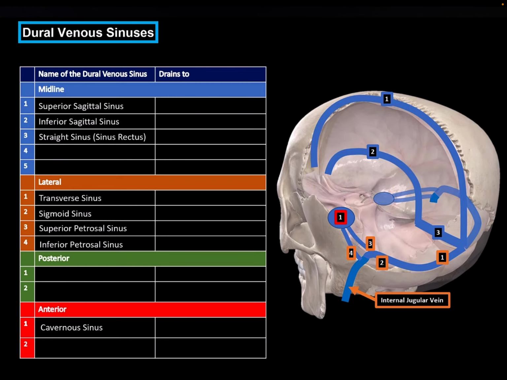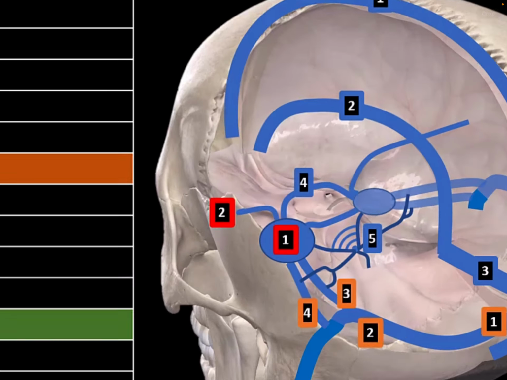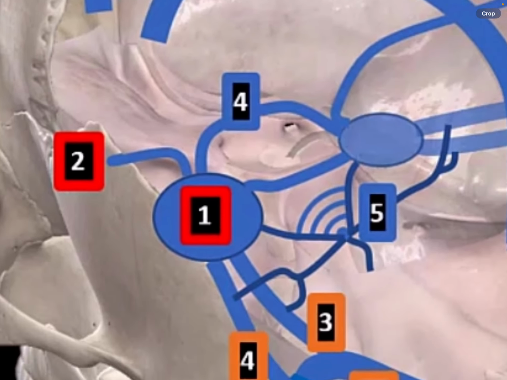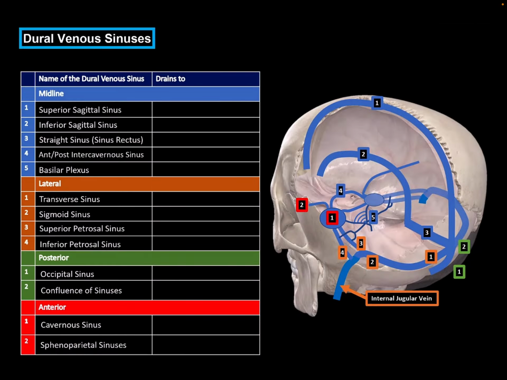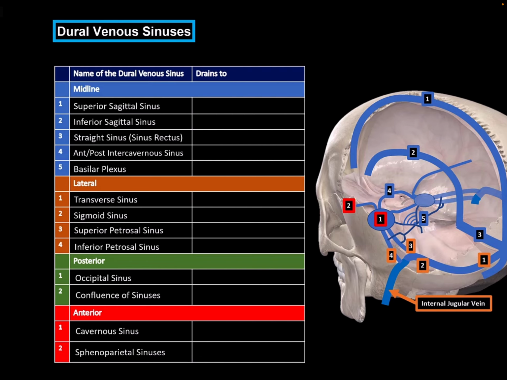This is the midline structure. There are two more midline structures that are not very important, but it's good if you know them. One is the anterior and posterior intercavernous sinus. The other joins both the lateral sinuses, and then you have the basilar sinus or basilar plexus. The basilar plexus basically drains the surrounding veins, right? So these are the midline structures.